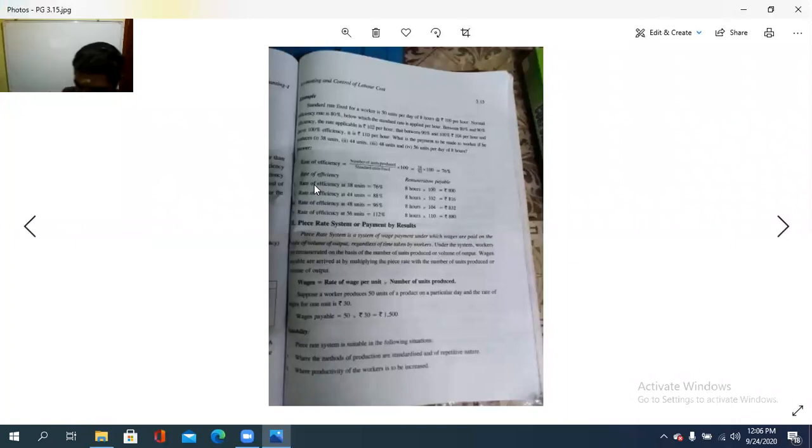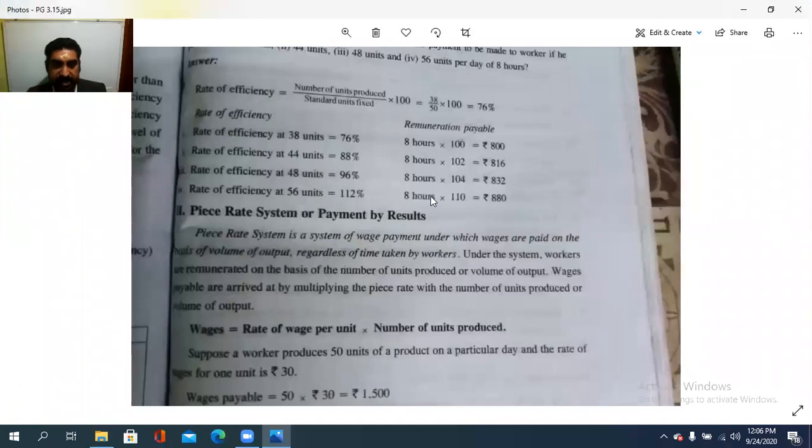See, the piece rate system is payment made by result. In the time rate system, payment is made on the basis of the time spent on the job performed, while the piece rate system is a system of wage payment under which wages are paid on the basis of the volume of output regardless of the time taken by workers. Based on how many units of production are made, wages are to be paid to the workers, irrespective of the time taken by the worker. That is the piece rate system, or payment by result.